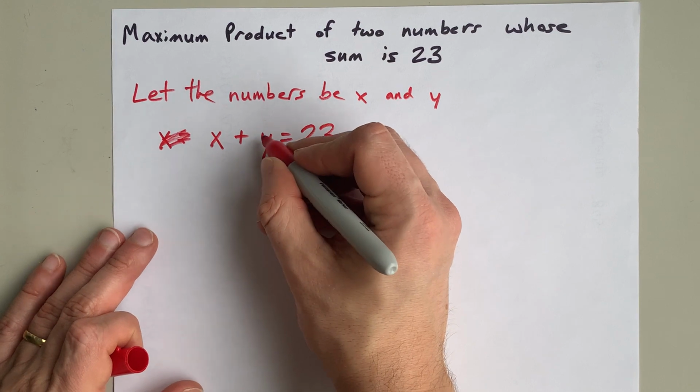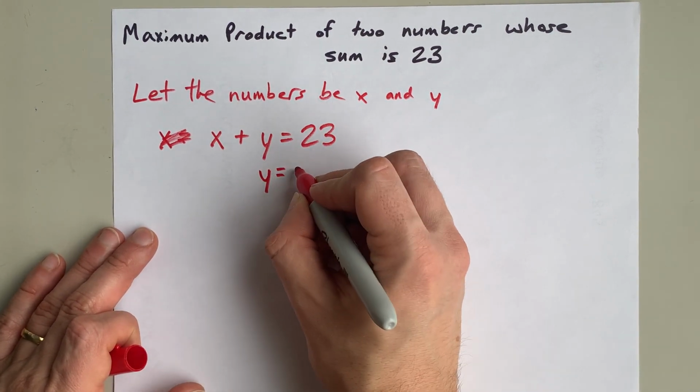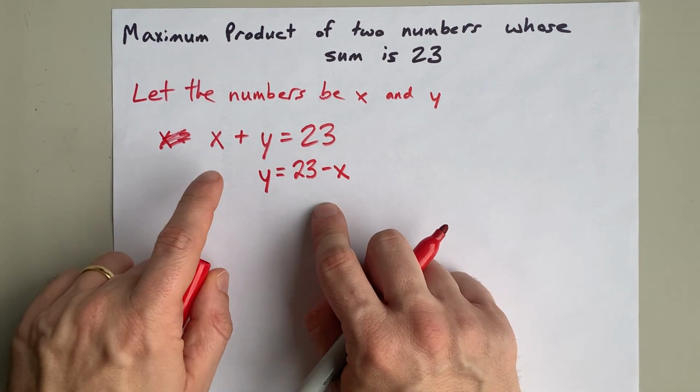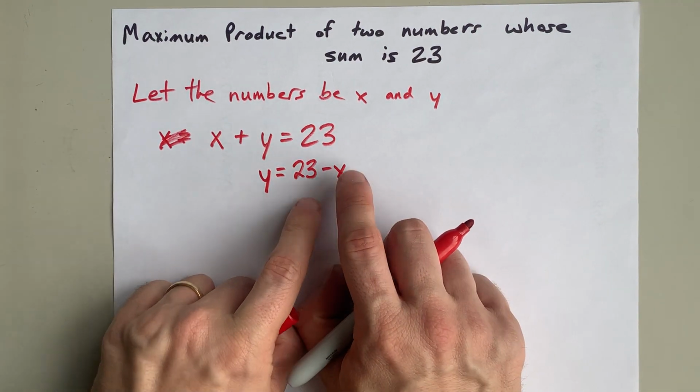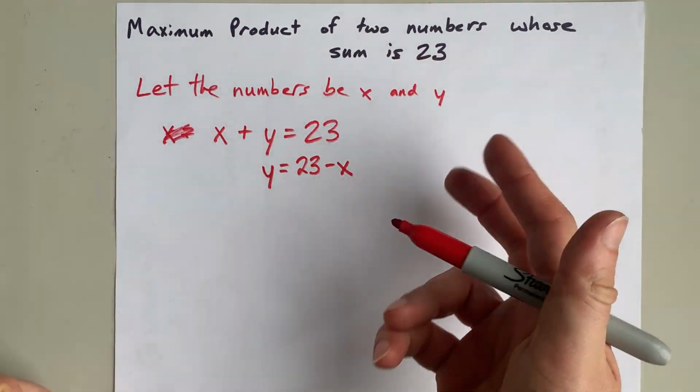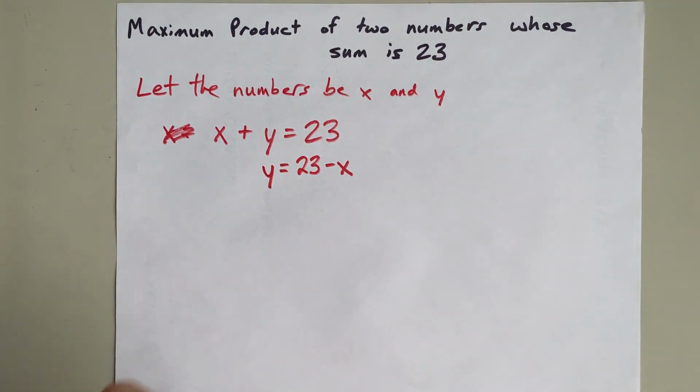And so if I was looking to put y in terms of x, I'd get 23 minus x. What that means is that x plus 23 minus x will always add to 23. That might be obvious, but I wanted to spell it out for you.